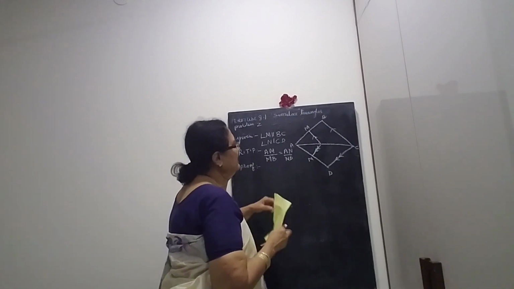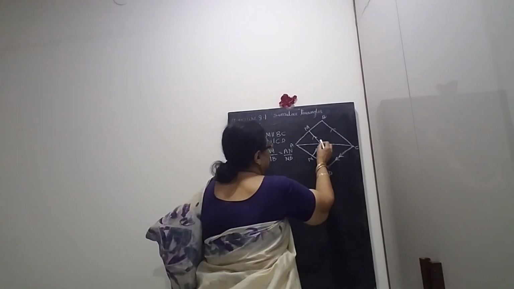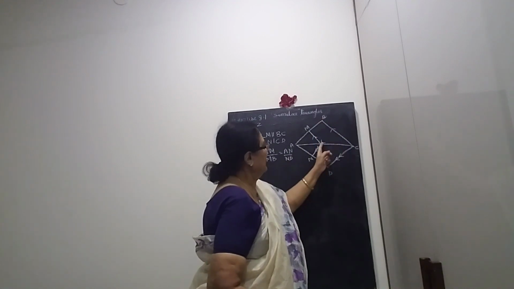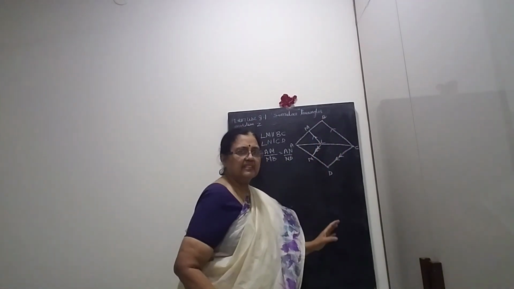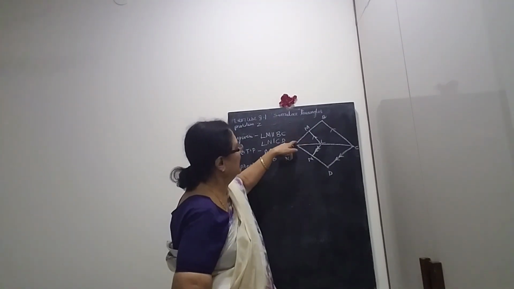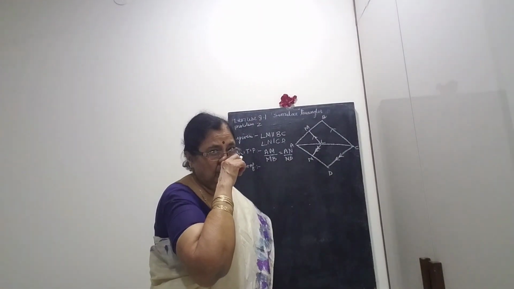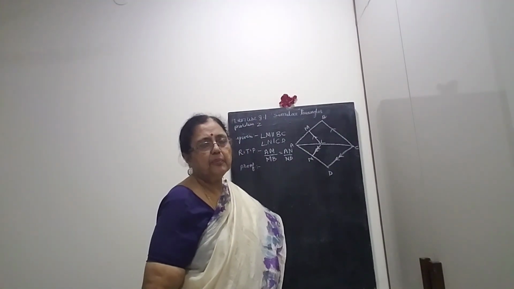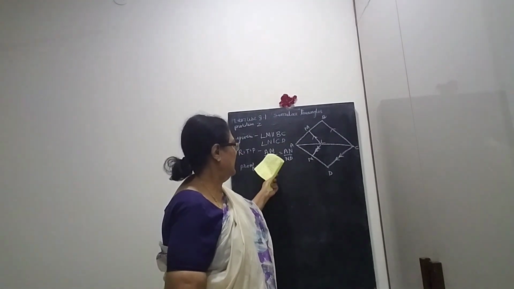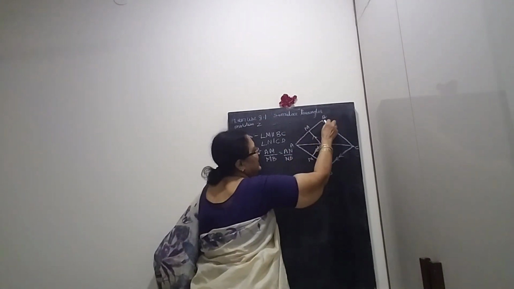So what is given? This is L. ML is parallel to BC, LN is parallel to CD. This is given, and what is required to prove is AM by MB is equal to AN by ND. Now you have to use the basic proportionality theorem concept in this to prove AM by MB is equal to AN by ND. So prove, let us take the triangle ABC.